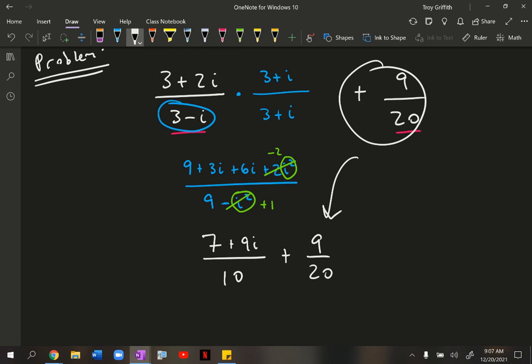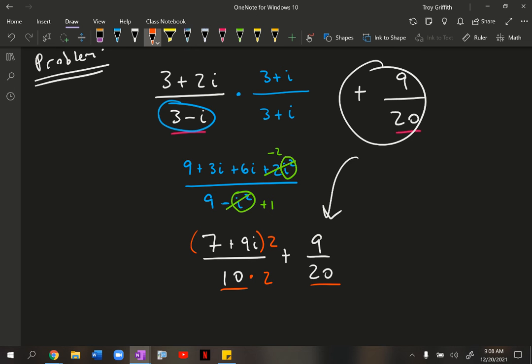At this point, this is a much nicer problem for us to work through because now we at least have two denominators that look somewhat alike in the fact that both of them are real numbers. And I know what to do from here. I have to have a common denominator to add fractions. The common denominator between 10 and 20 is 20. So I can multiply the top and bottom of this first fraction by 2.